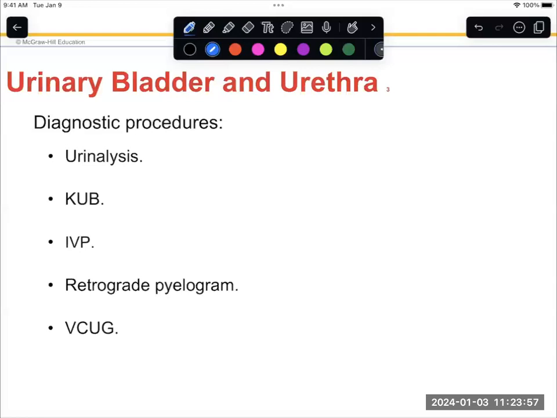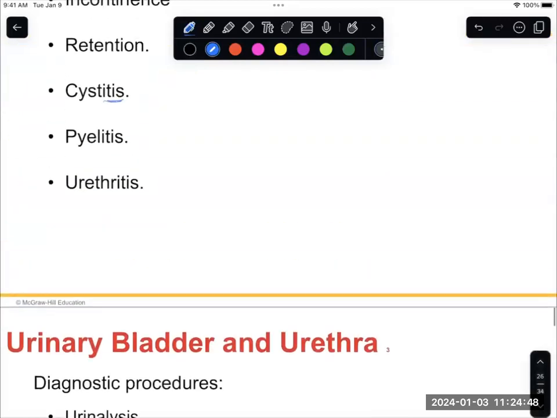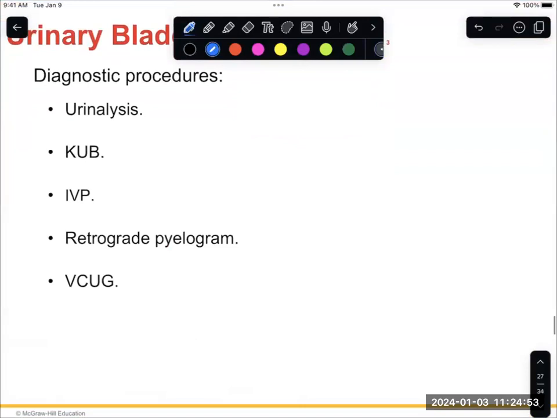KUB, that kidney, ureters, bladder X-ray. IVP, that intravenous pyelogram. It's using dyes, specifically iodine, which is why I mentioned shellfish allergies, because a lot of iodine comes from shellfish, to light up these specific organs. A retrograde pyelogram, again, is using a contrast, but it is injected through a urinary catheter. A catheter is a tube that is sent up into the bladder to help drain out urine in somebody who has retention. It can be sent all the way up into the ureters and into the kidneys to locate a kidney stone or any other types of obstructions that may occur.